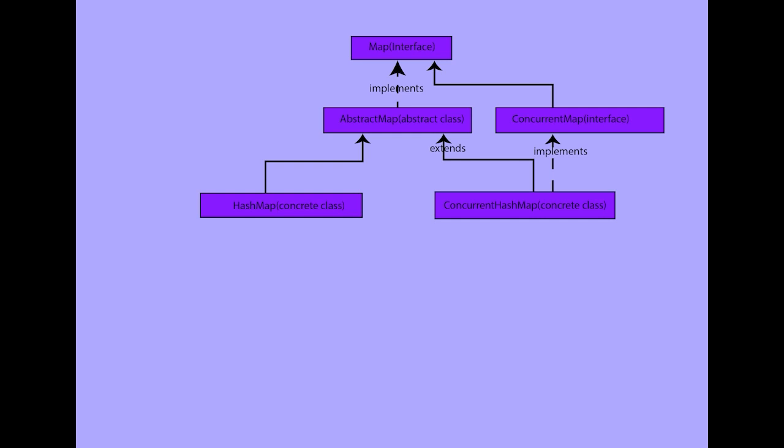Both HashMap and ConcurrentHashMap classes implement the Map interface via class hierarchy. HashMap directly extends from AbstractMap. ConcurrentHashMap directly extends from AbstractMap and implements ConcurrentMap.